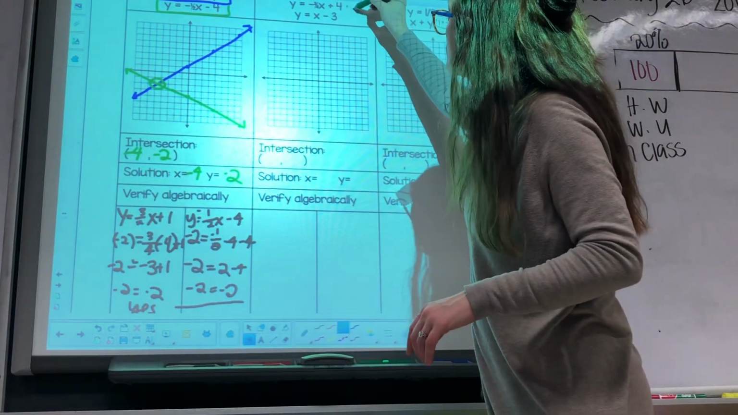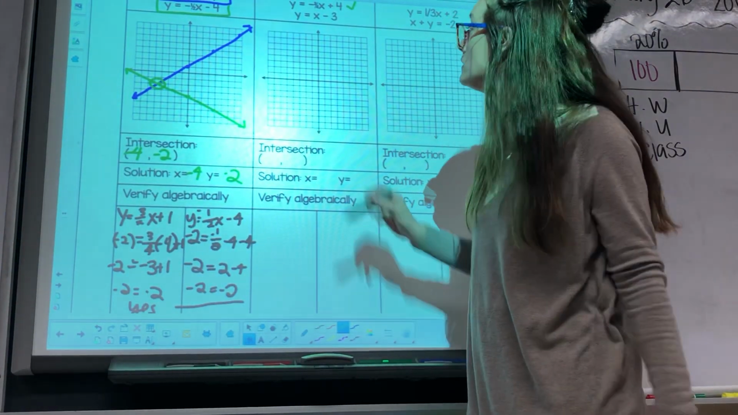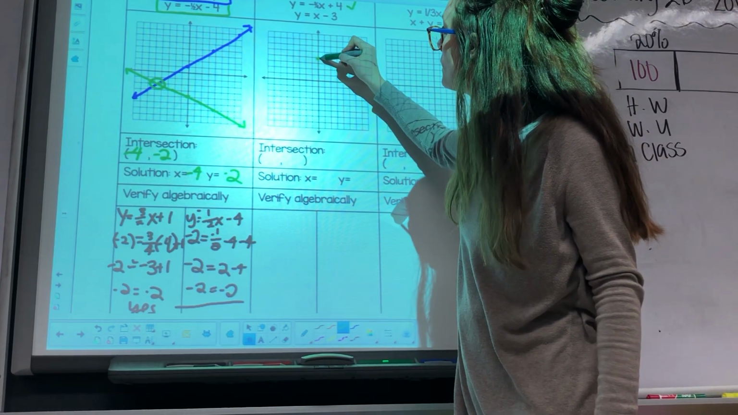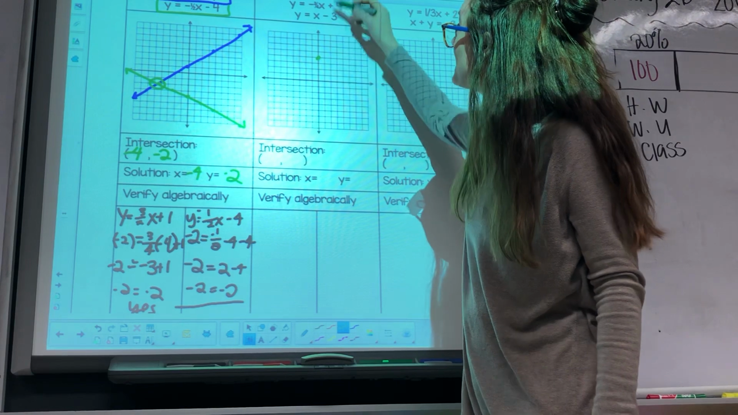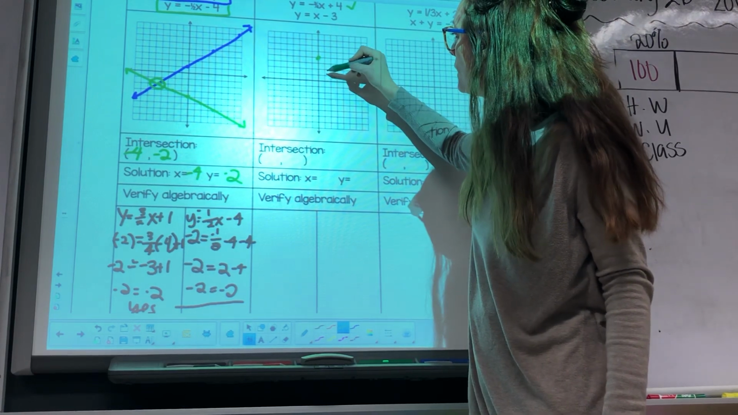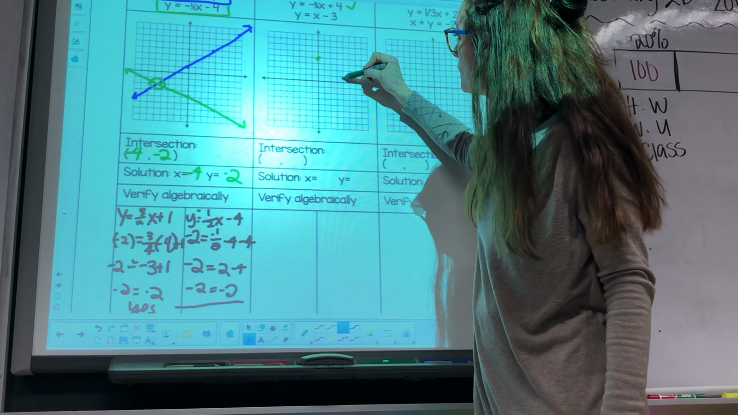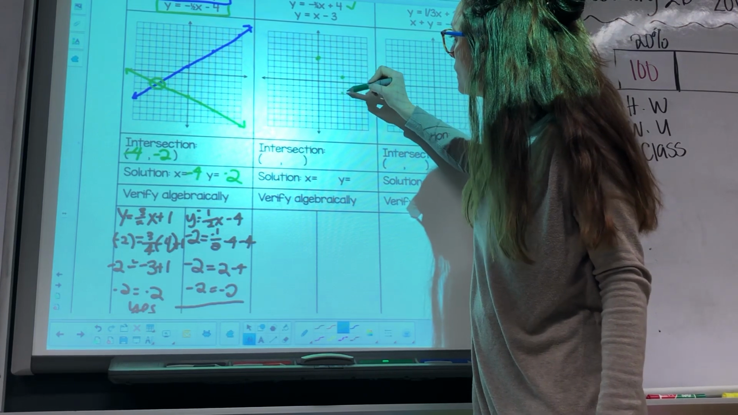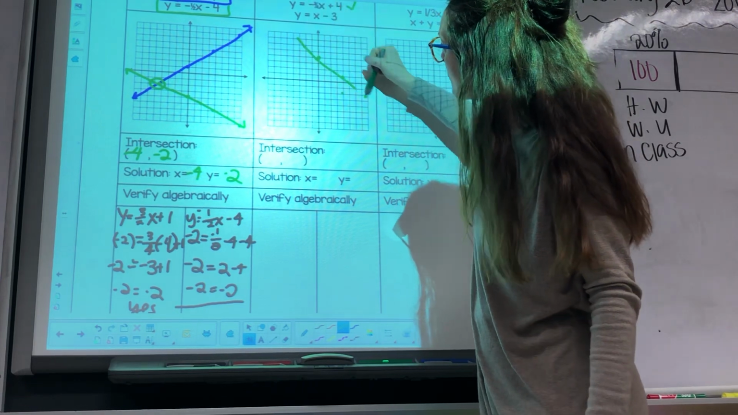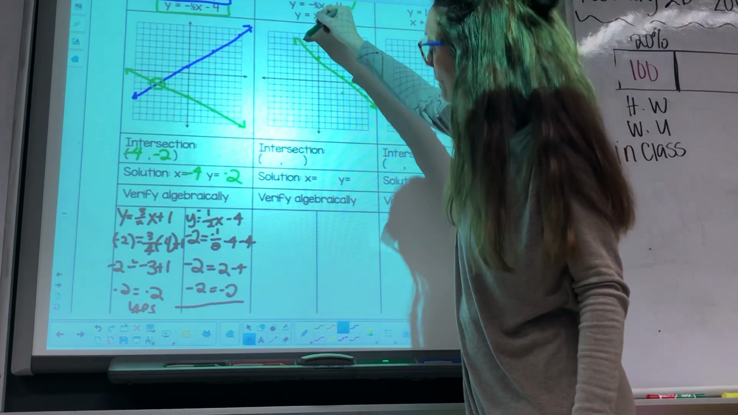So I am going to choose a green line for this first one. I'm going to go ahead and put my y-intercept, 1, 2, 3, 4. And then my slope is down 3 over 4. 1, 2, 3. 1, 2, 3, 4. Give yourself as best of a line as you can. Ooh, that was a really crummy one.